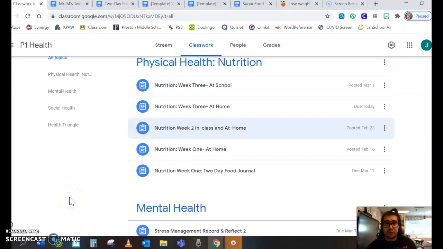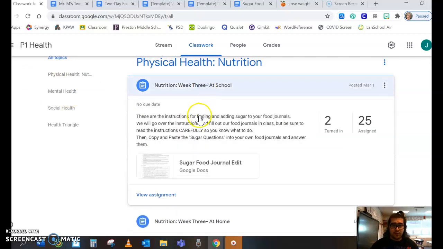So once we have those 3 things completed, you've filled out your food journal for the 2 days, filled out everything about it, then you've highlighted everything in red, green, or yellow for the dining by traffic light, and then after you've done your daily dozen checklist, then we're going to come back here and we're going to go to Nutrition Week 3 at school, and it is the Sugar Food Journal edit.